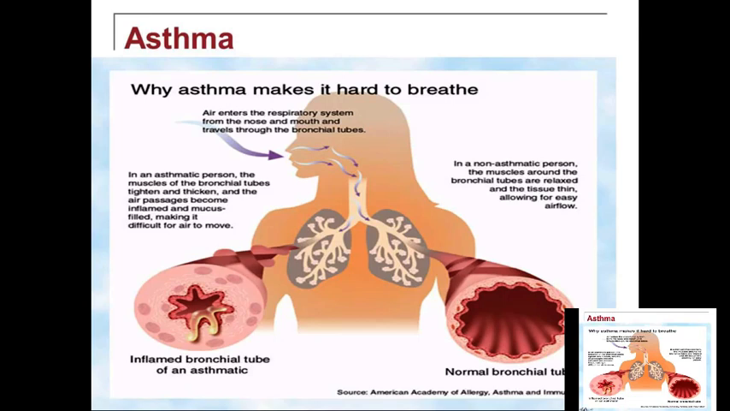Asthma, simple. Just look on the right-hand side. You see how open and dilated the airway is here, and then how restricted and inflamed it is here. So in an asthmatic person, the muscles of the bronchial tubes are tightened and thickened. They become inflamed and filled with mucus, and it's difficult to move air through that. This sometimes happens also with asthma.